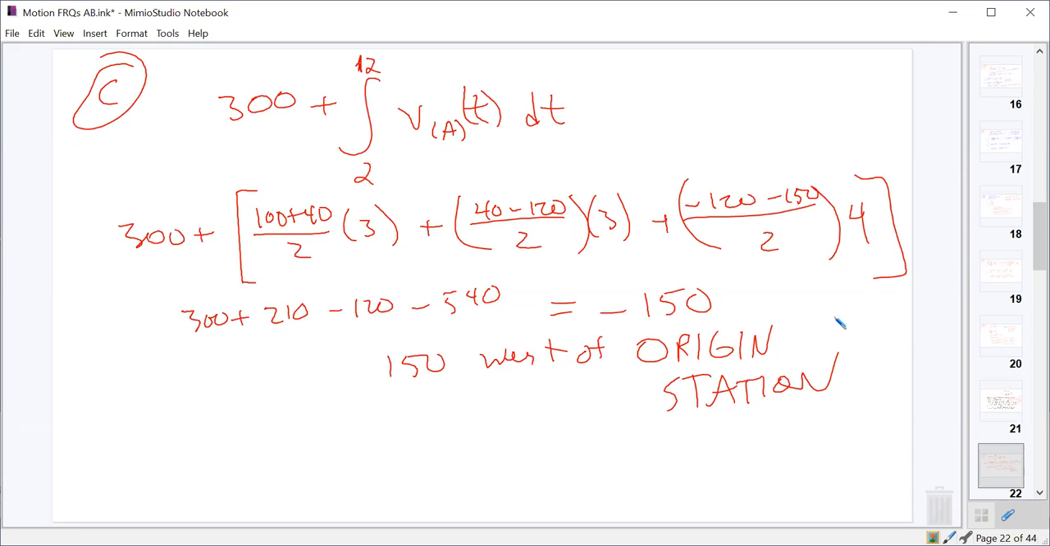So 3 points for that one: 1 for your first expression, 1 point for correctly setting up your trapezoidal sum, and 1 point for remembering the initial condition and getting a final answer of 150 meters west of origin station. Everybody good there? Yeah. Okay.